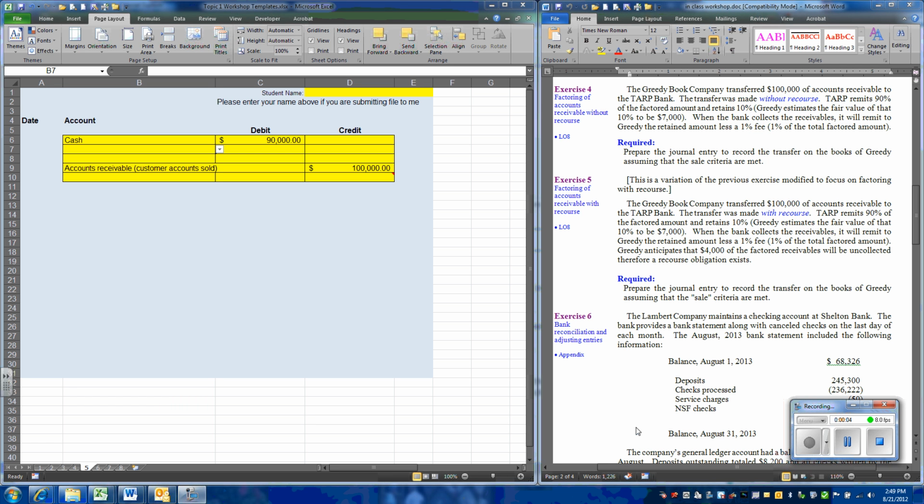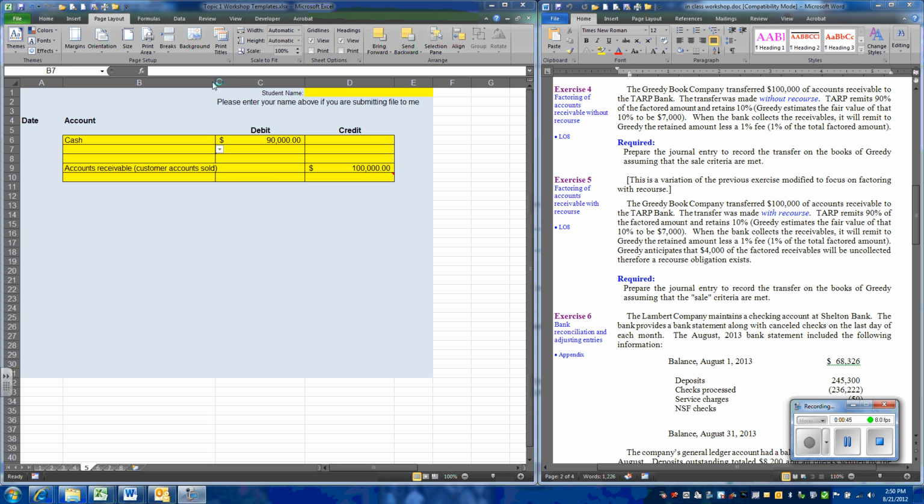In the fifth problem from the worksheet, we have a variation of the exercise before it. We have the same facts. Instead of selling the receivables without recourse, however, the sale is with recourse, meaning that if the account receivable is uncollectible, the company is going to have to make good on the uncollectible receivables. So our fact pattern is the same, the agreement between the company and the bank, except that now we anticipate that $4,000 of the factored receivables will be uncollected, therefore an obligation exists.